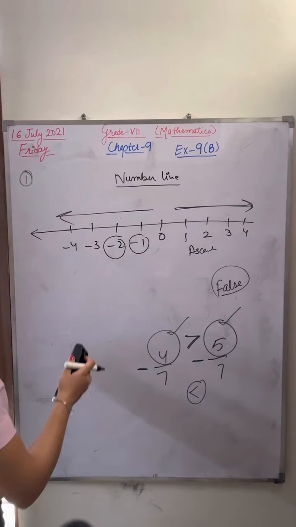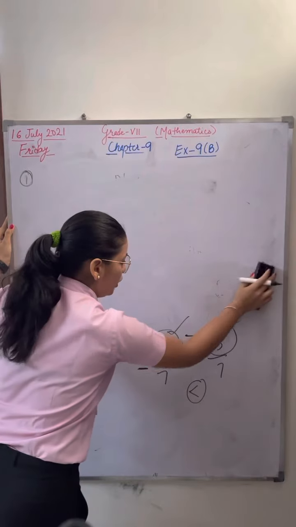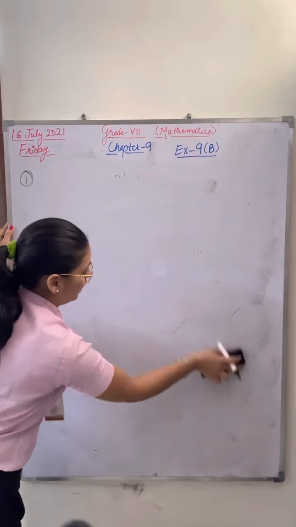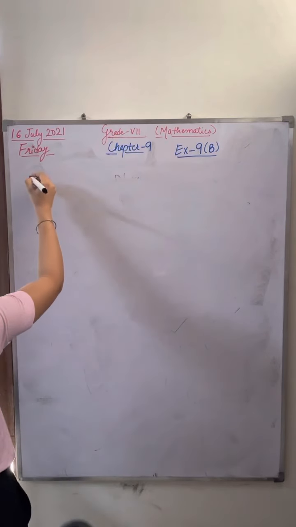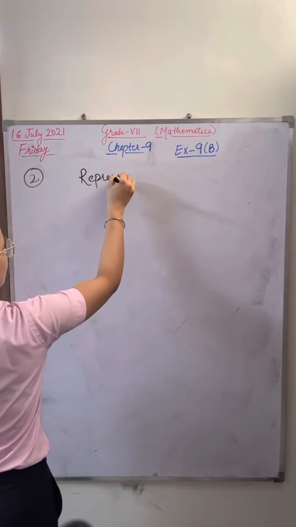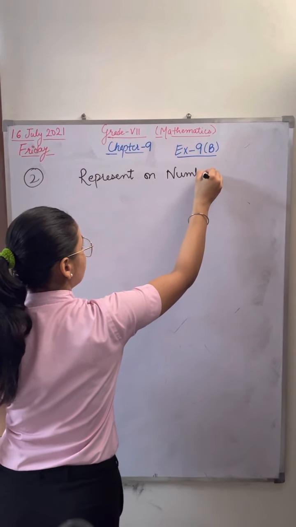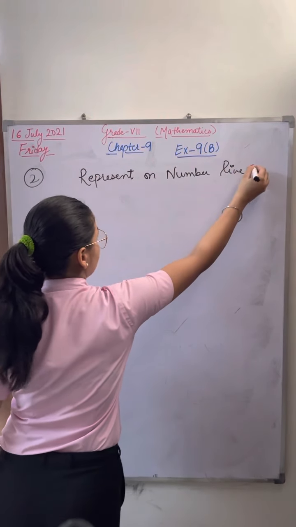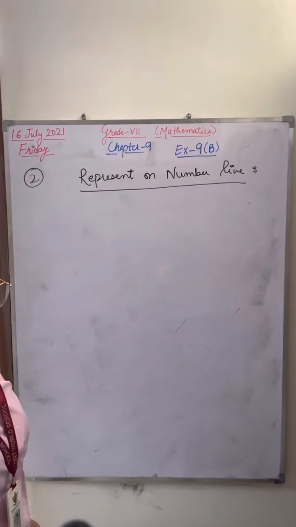So let's move to question 2. This was question 1. I hope the true false are understood by everyone. Now let's start with the next concept, that is representation. You have to represent the rational number on the number line. Please listen to this question very carefully. It is very important, and this is a new concept.